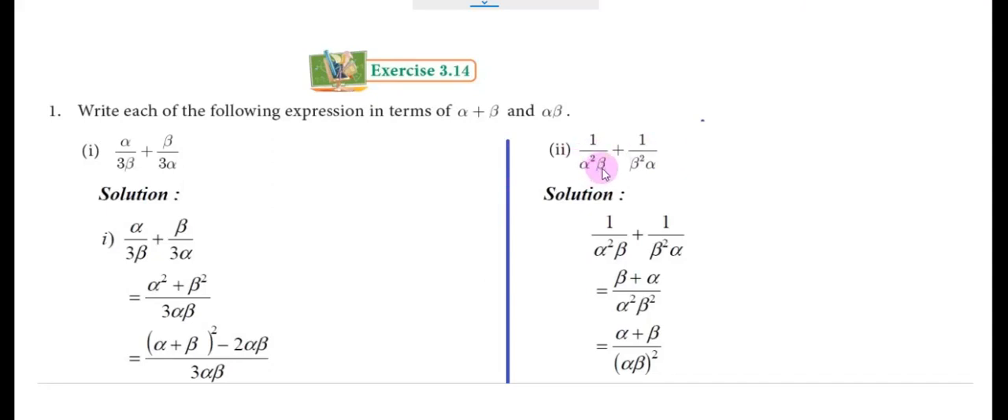1 by alpha square beta plus 1 by beta square alpha. The same way, cross multiply: move this alpha beta square alpha plus alpha square beta to the right side, so alpha square beta plus alpha beta square, whole divided by, look, we should multiply the denominators. So alpha square, here one alpha, so alpha cube, am I right? Now beta square, so beta cube.